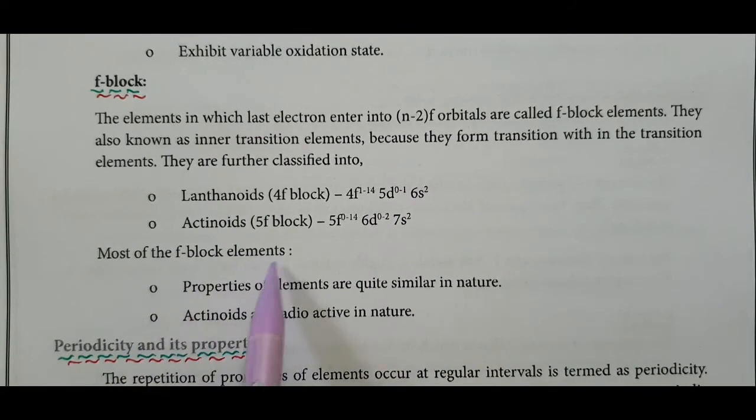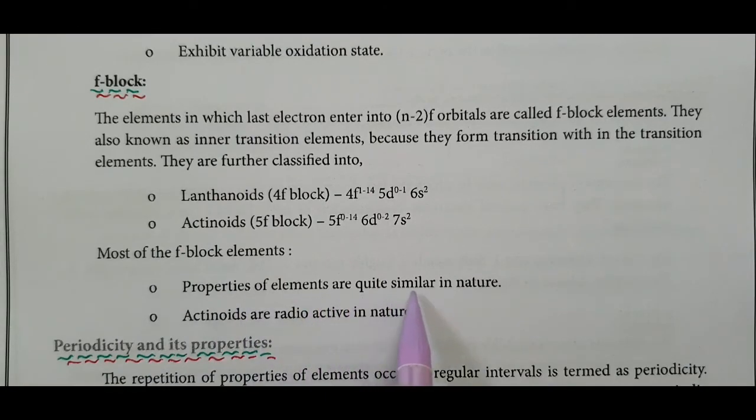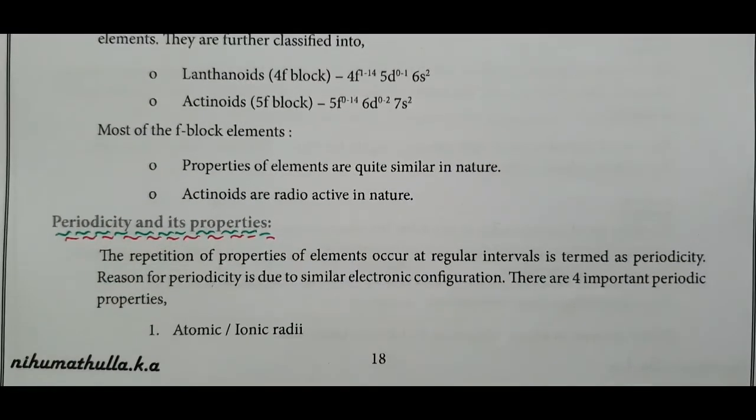Most of the f-block elements are quite similar in their properties. Actinoids are radioactive in nature. Then, periodicity and its property. The repetition of properties of elements at regular intervals is termed periodicity. The reason for periodicity is the similar electronic configuration.